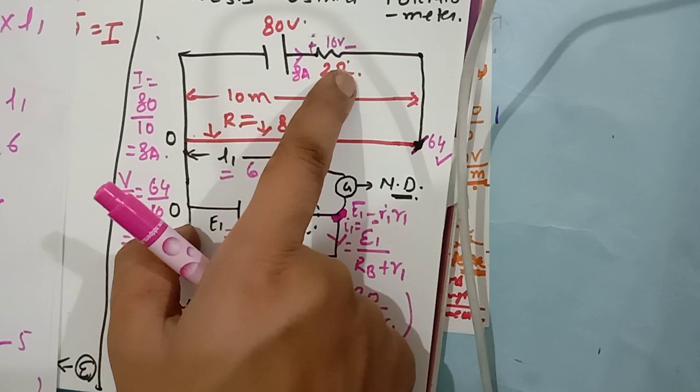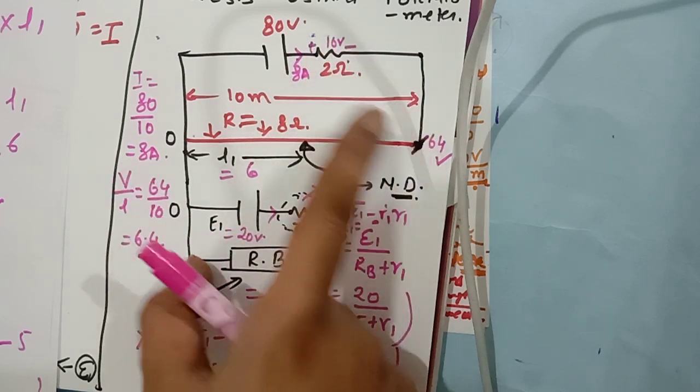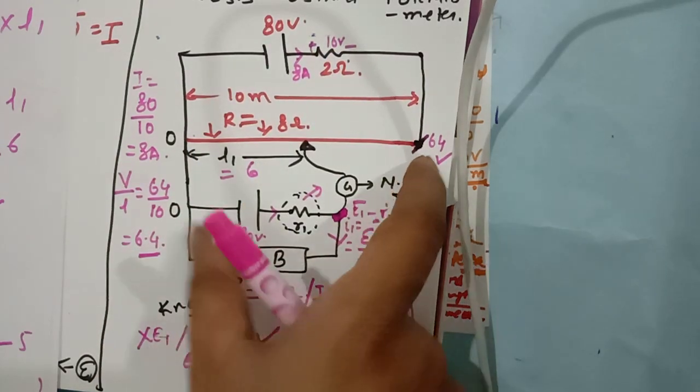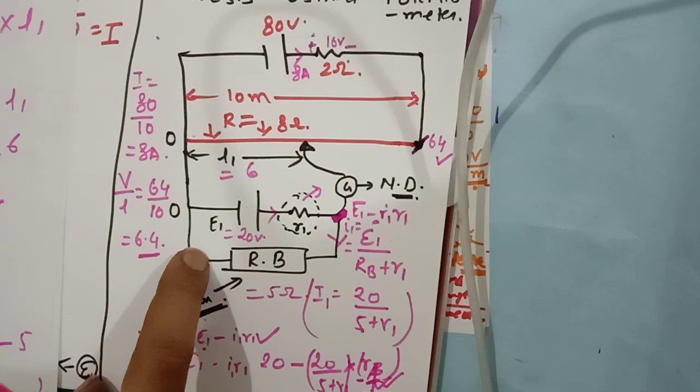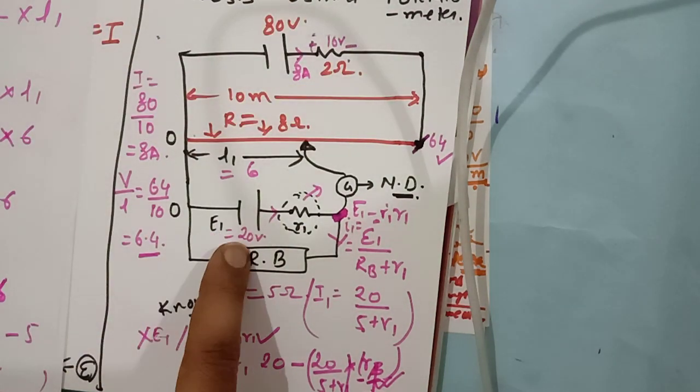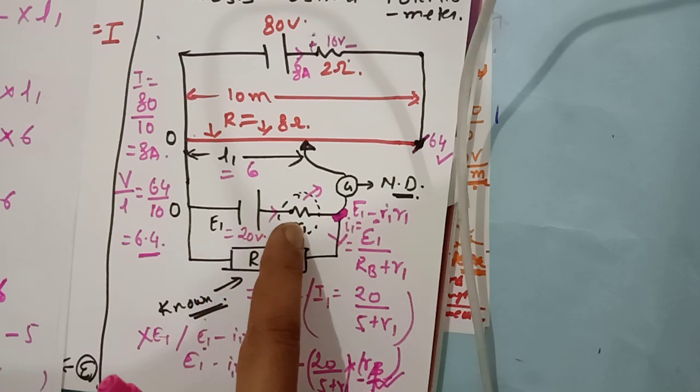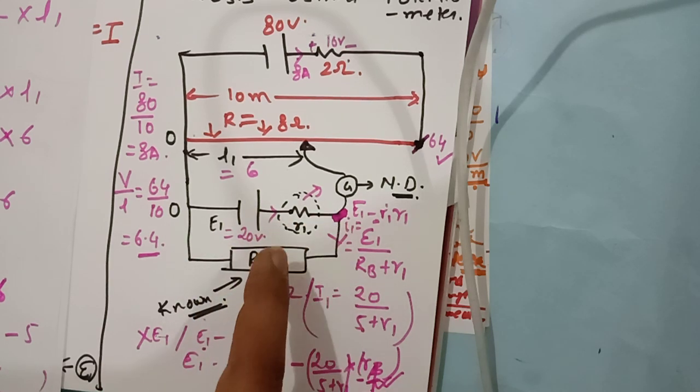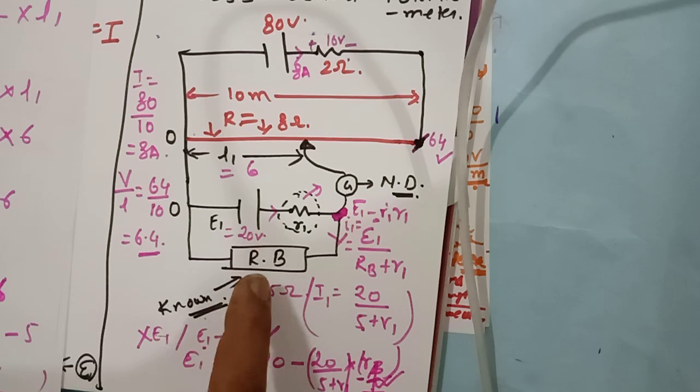So what will be the voltage drop? 8 into 2, 16 volts. So 80 minus 16, 64 volts will appear across it, right? Now we will analyze the lower circuit separately. E is known, 20, right? We have to calculate R1. We know the resistance value of the resistance box also. It is 5 ohm over here.